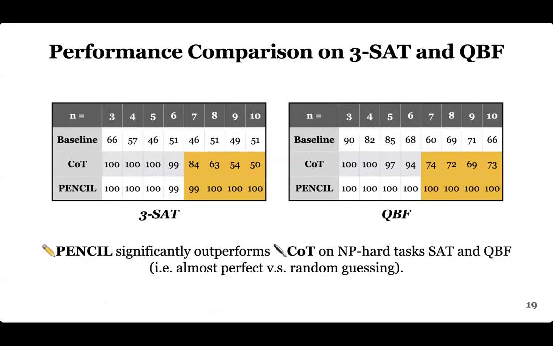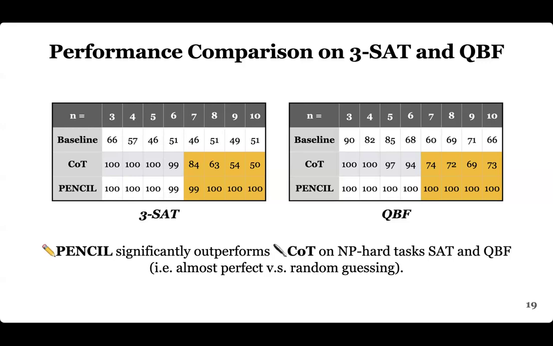Here is the performance comparison between 3-SAT and QBF. n refers to the size of the problem, meaning the number of variables for these two problems. The baseline means not using chain of thought; we train the model to directly output the answer. The chain of thought uses the same reasoning process as PENCIL, but without using the reduction rule. It doesn't eliminate the thoughts, but generates exactly the same reasoning trees as PENCIL.